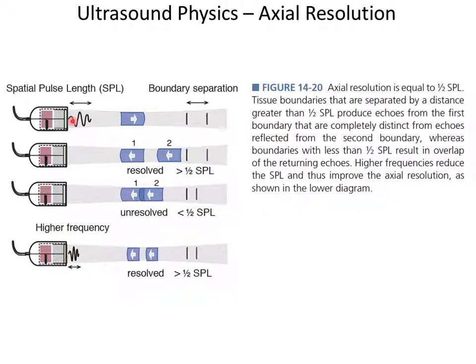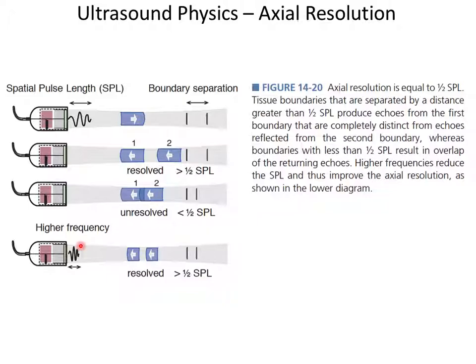So one simple way to make it more narrow, right, is to use the same number of lambdas, so the same number of wavelengths in your ping, but go to a higher frequency. So if I double the frequency, that thing gets shorter by a factor of 2 in space, right?